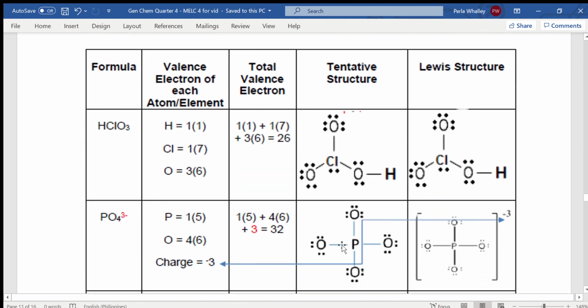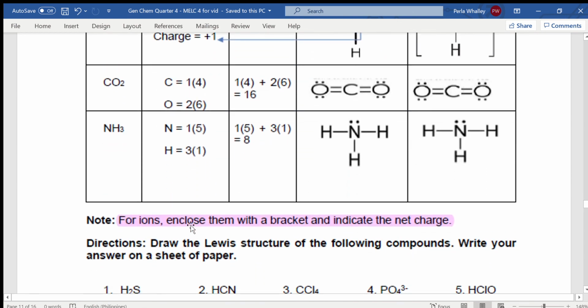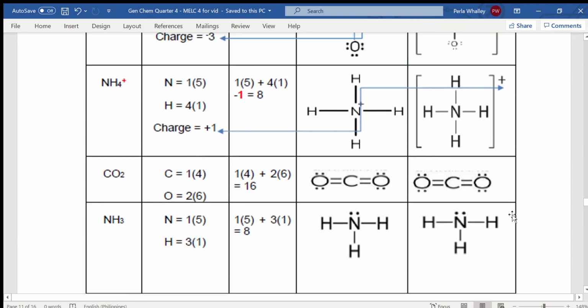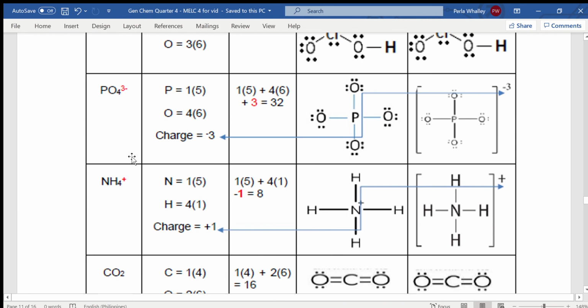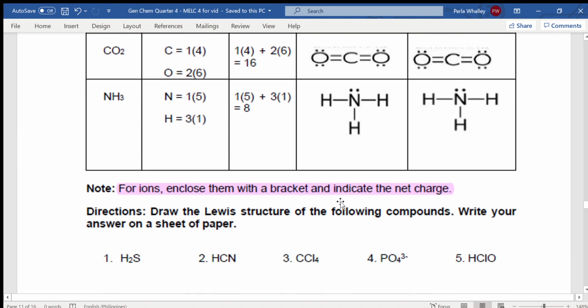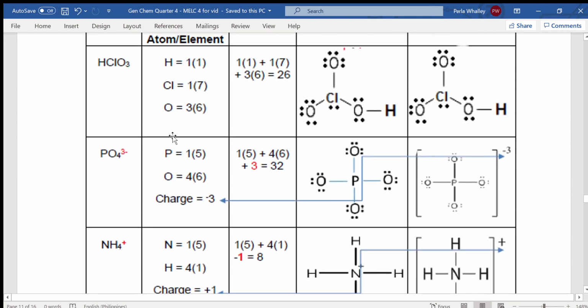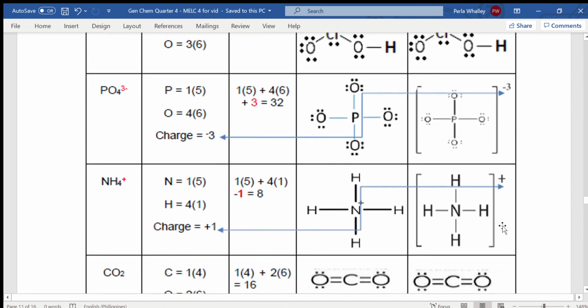So, note, for ions, enclose them in brackets and indicate the net charge. So for phosphate, enclose it in brackets and then put the -3 outside. The same with ammonium, put it inside brackets, and then put the charge +1. Plus is already understood as +1.